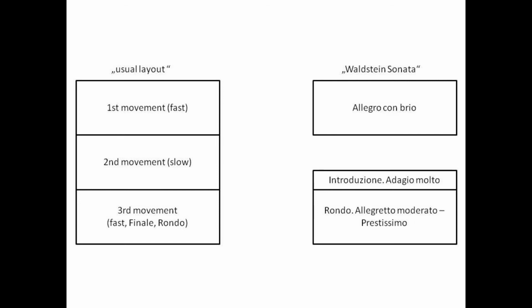It is interesting to compare this layout with the Waldstein Sonata. Although you could consider the adagio molto a slow second movement, it is in fact just an introduction to the following rondo. So what happened with the slow movement? I will tell you about this a little later.